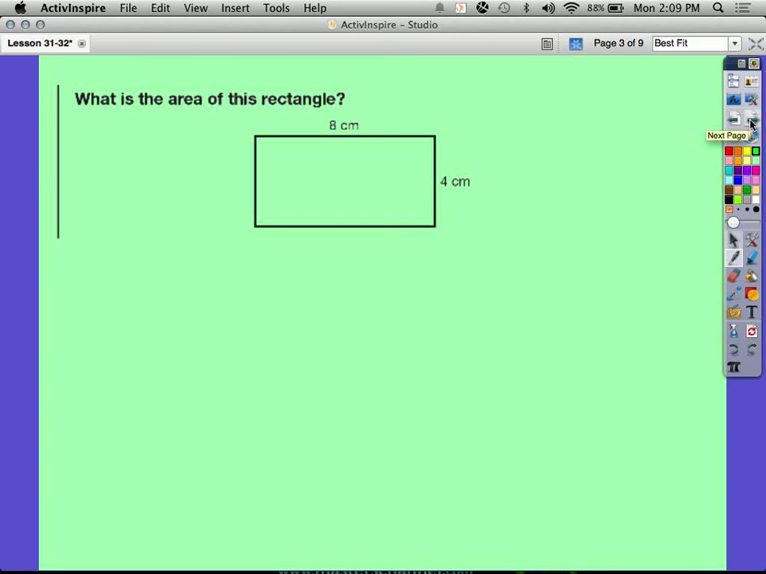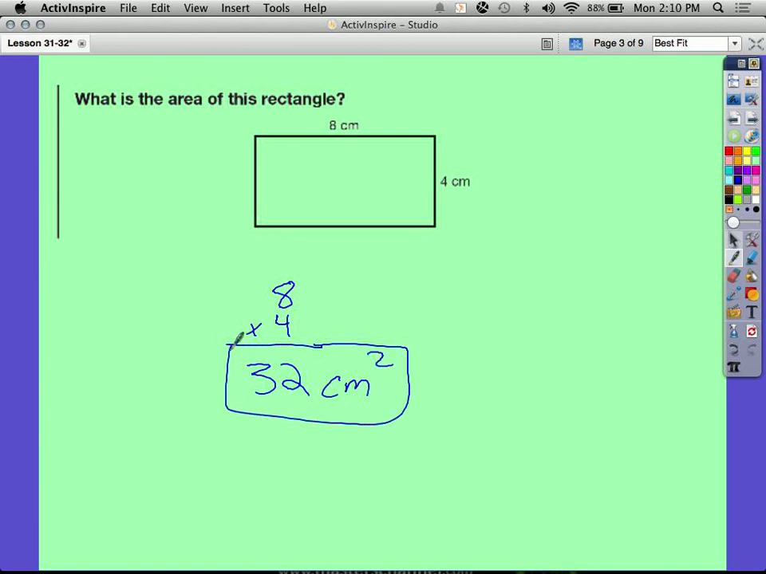So what is the area of this rectangle? Well, the length is 8 centimeters, width is 4 centimeters, 8 times 4 is 32, my label is centimeters squared. Another way to think about this is we're multiplying centimeters times centimeters. So that's why we get that centimeter squared. Pretty simple to find the area of a rectangle.